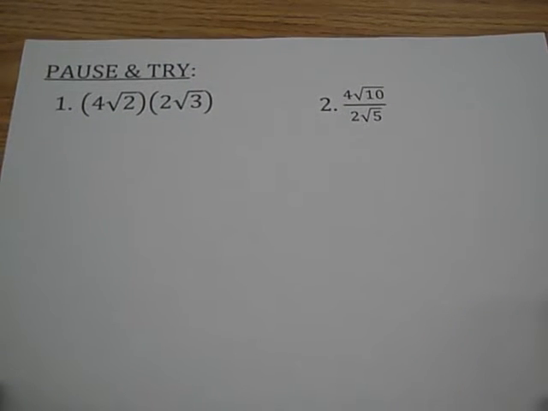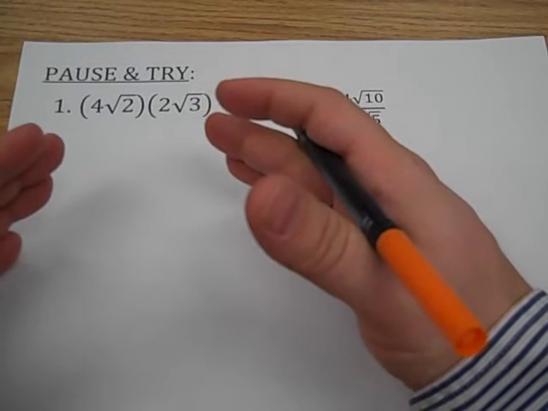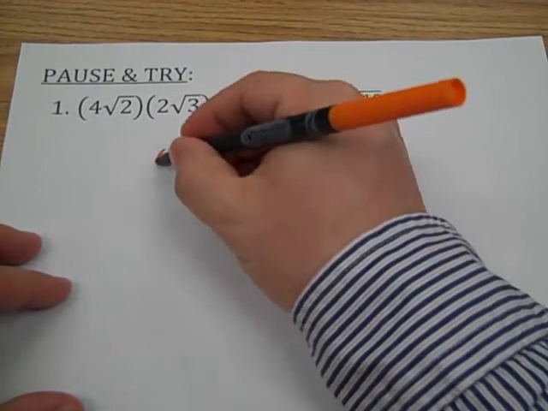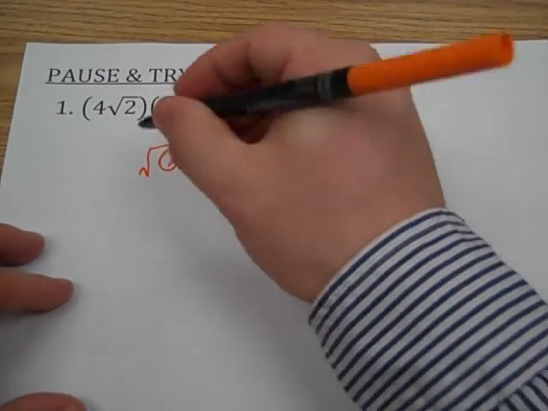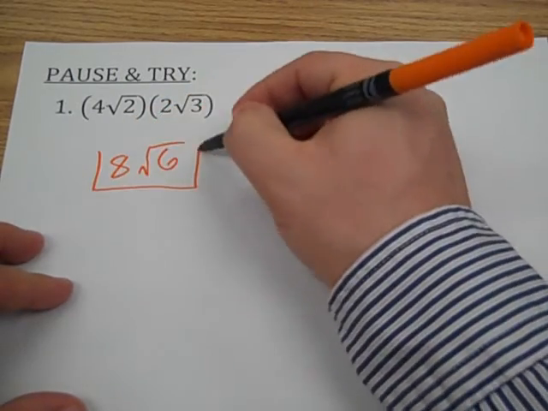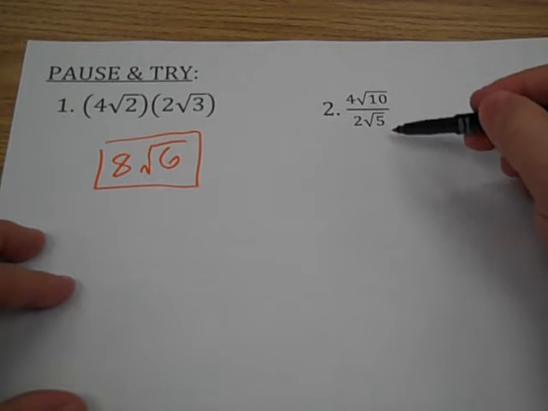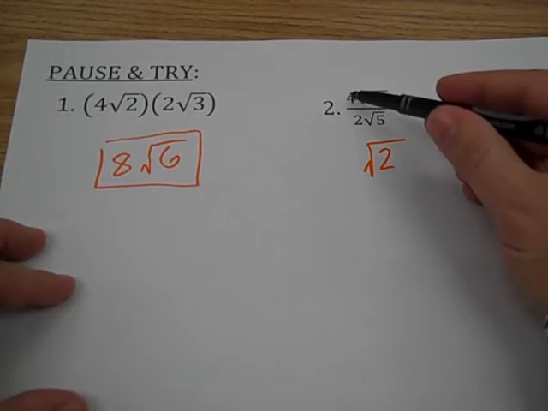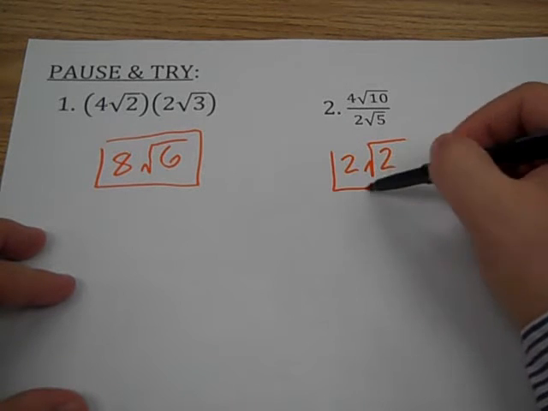So here's where you're going to hit the pause button. Pause. Give these two a try. So for the first one, I'm multiplying. I want to multiply the numbers underneath the square root. So 2 and 3. That gives me 6. And then I'll multiply the numbers that are not underneath the square root. 2 and 4 gives me 8. Here, I'll divide the numbers underneath the square roots. So 10 divided by 5 gives me 2. And I can divide the numbers not underneath the square roots. 4 divided by 2 gives me 2.